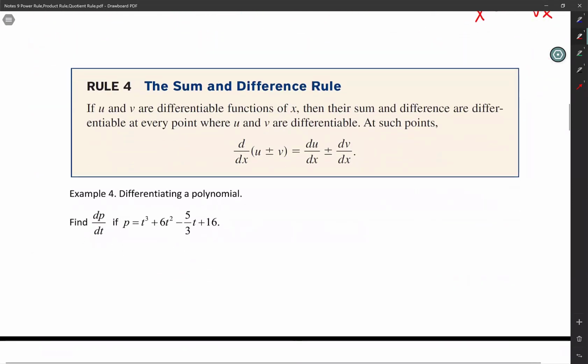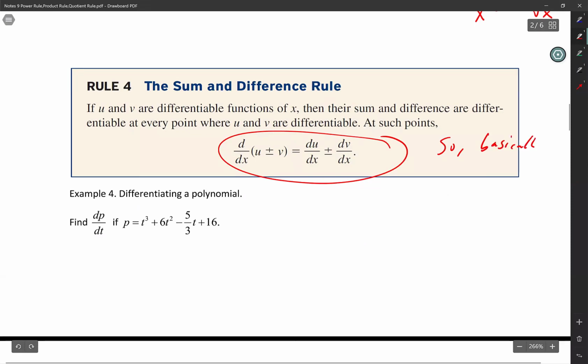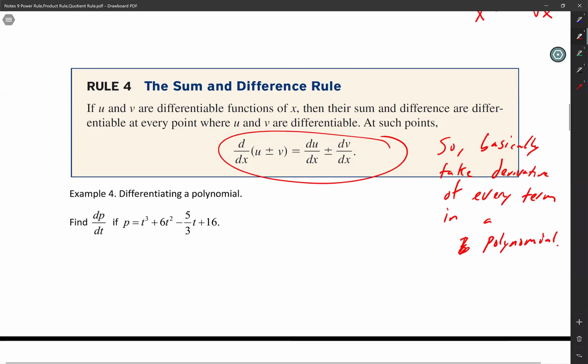All this is, and relax, we're so good. The sum and difference rules just says that you can apply it to any polynomial. Any polynomial, you can do the term individually. That's all it means. Do we understand that, guys? So, basically, take the derivative of every term in a polynomial. And that's it. That's all we know. And we're probably going to stop in a little bit.